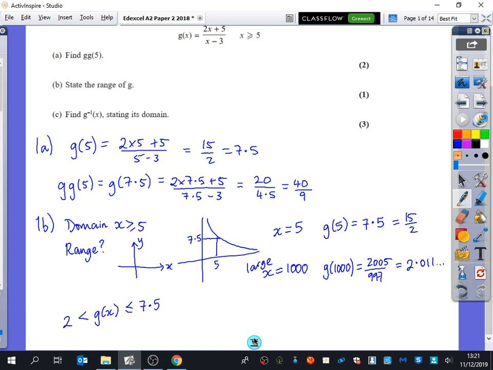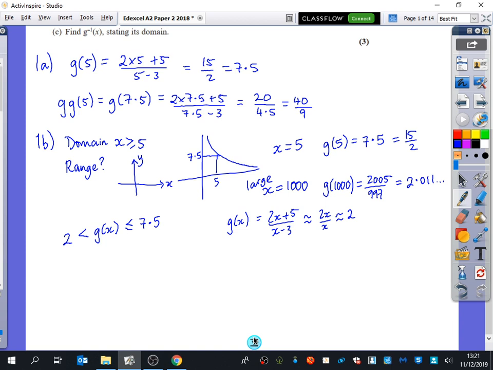A different way you could think about that is we say that the function of x is 2x plus 5 over x minus 3. If you imagine x getting really, really big here, these bits aren't going to matter very much. So it's roughly going to be equal to 2x divided by x, which is going to be roughly equal to 2 when it becomes very big. That's how we come up with this bottom part of it that we've got here.